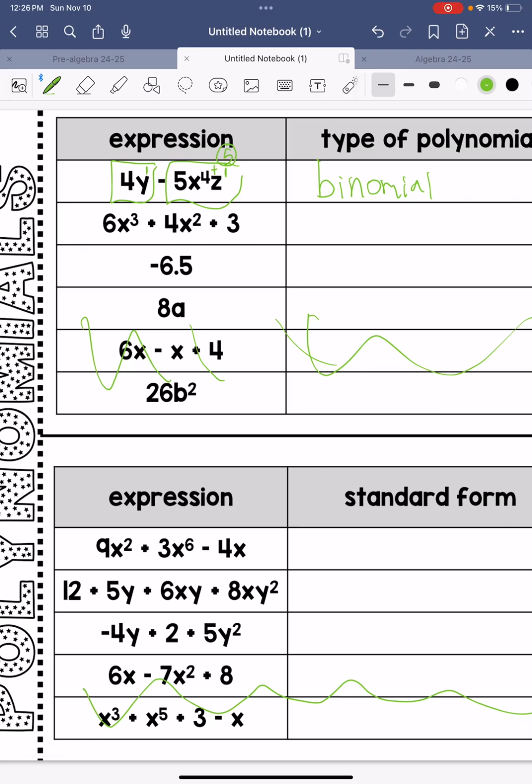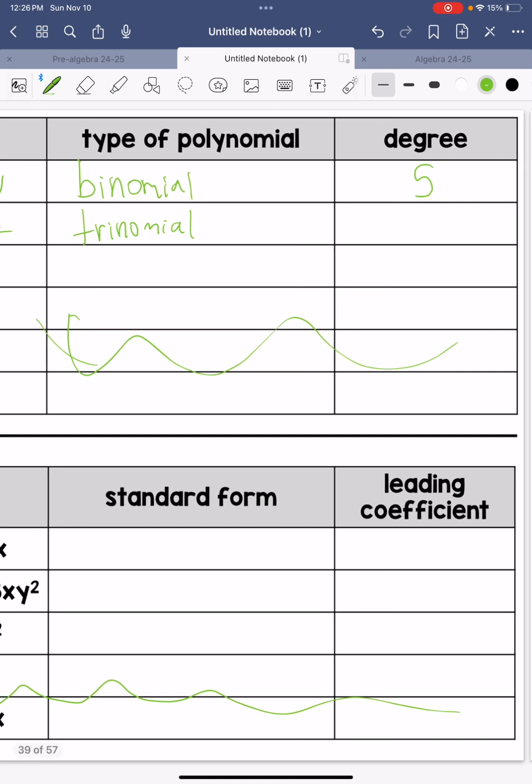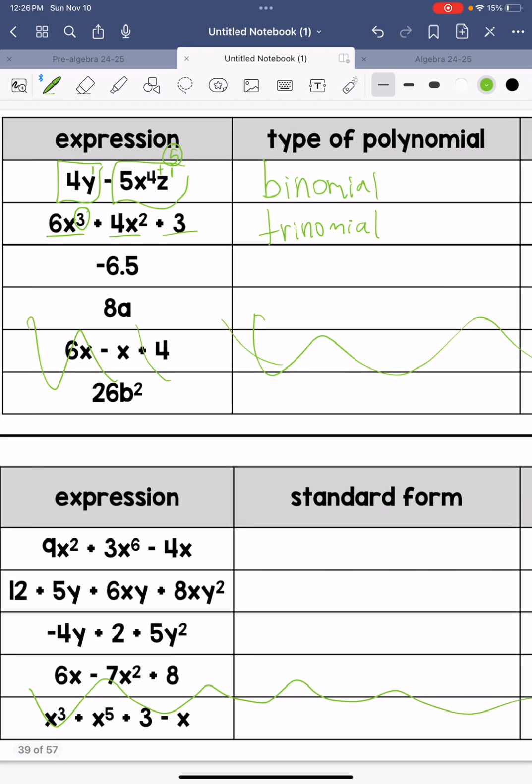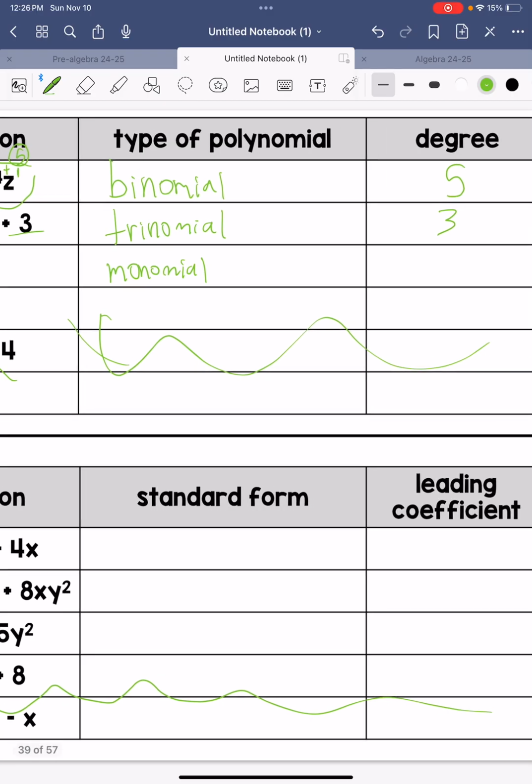Now we look at the next one. This has 1, 2, 3 terms. So we call it a trinomial. And the degree is the highest exponent, which would be 3. This next one is called a monomial. Since it has no variable on it, we say that it has a degree of 0.